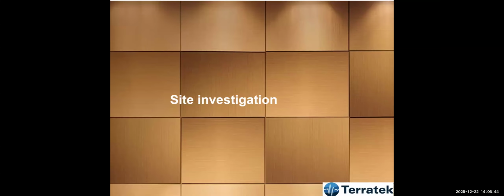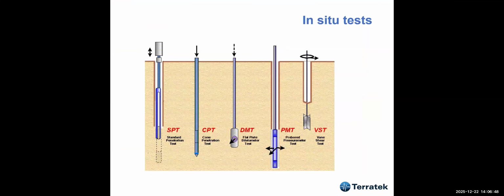So let's start talking about site investigation. And of course, we have many methods to carry out site investigation, like the SPT, the CPT, the dilatometer, the pressure meter, and the VST, vane testing. We're going to address some of them, not all, because of lack of time.